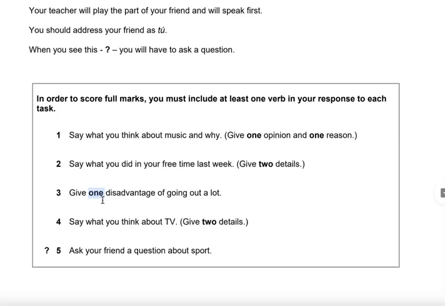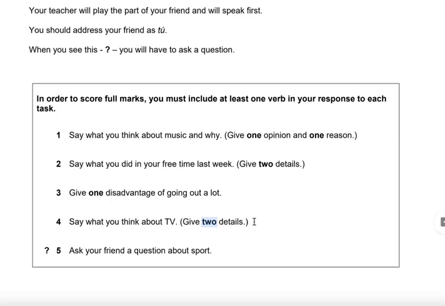Say what you think about TV and give 2 details. So it doesn't say whether it's a positive or negative opinion. So just say, playing the game, say what you know how to say. Me encanta la tele, ya que es flipante. No me gusta la tele, porque es fatal. Okay, there's 2 details, 2 marks.